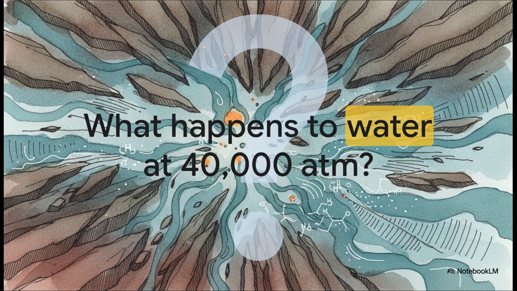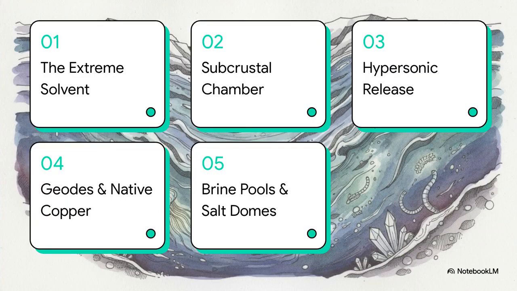Well, according to the UTGH, it becomes the most aggressive, extreme solvent imaginable, and that setup sets the stage for a planetary-scale event that the theory claims left chemical signatures we can still see all around us today. Okay, let's dive into this.